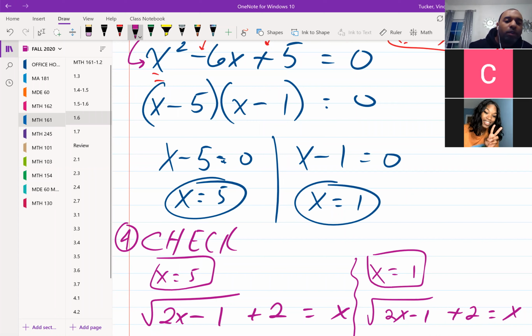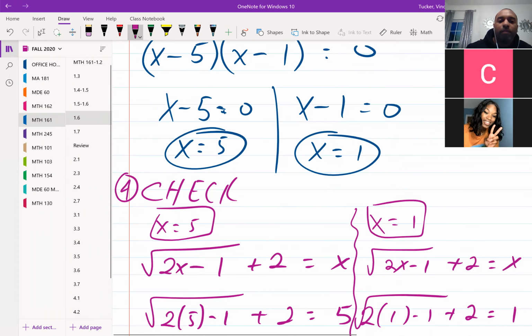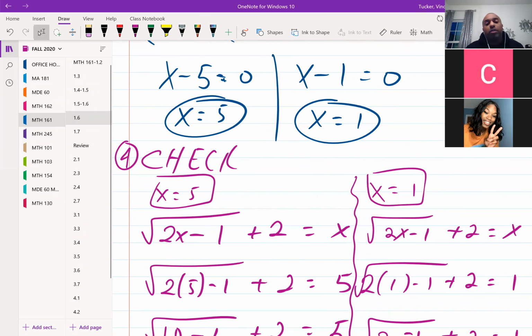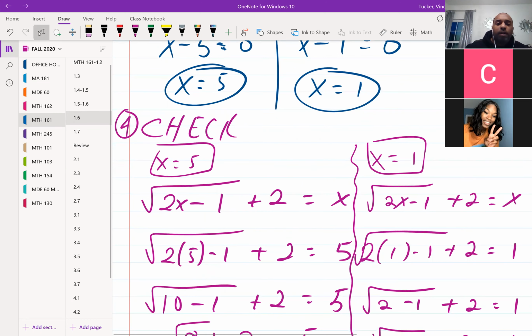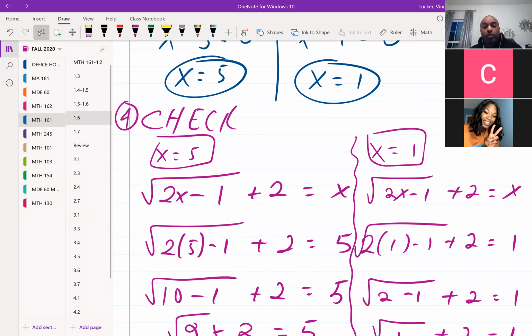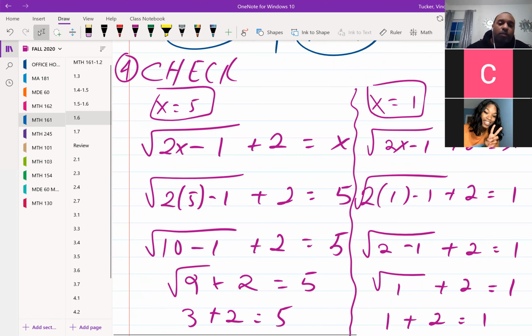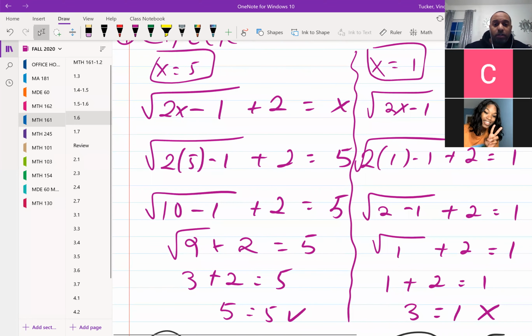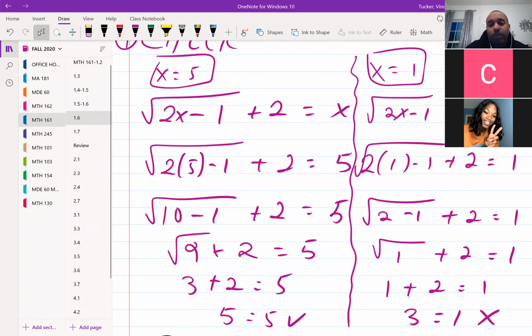Let's put 4 right here. All right, so we're checking both solutions, x equal to 5, x equal to 1. So on the left, plug in 5 into your original equation. So that's the square root of 2 times 5 minus 1, plus 2 equal to 5. So 10 minus 1 under the radical, which is 9. Square root of 9 is 3. Then 3 plus 2 is 5. And so that works out for us.